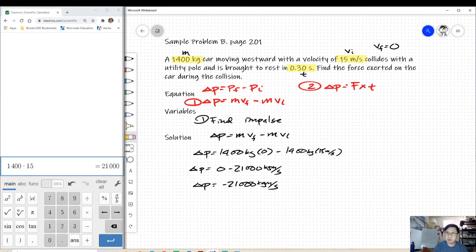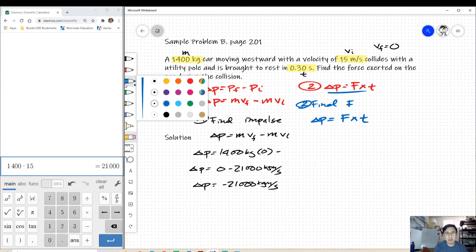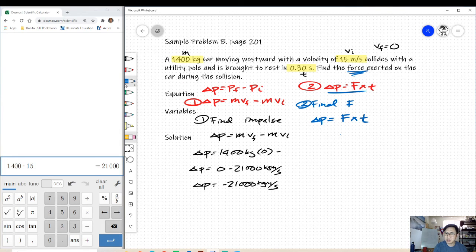Part 2, if you'll forgive me, I'm just going to erase this so I have a little bit of room. Part 2, I'm going to find that force. And I'm going to use the number 2 equation. The impulse is equal to force times time. And I'm going to rearrange this equation just a little bit so that it becomes force is equal to, right? They want the force. I'm just going to rearrange it to move force by itself. I'm going to divide by time, time cancels. Force is equal to delta P over t.